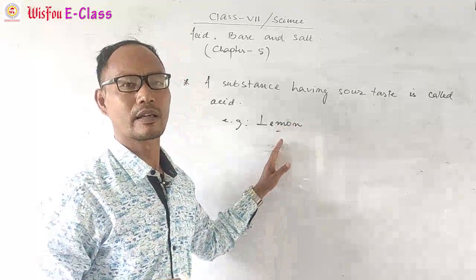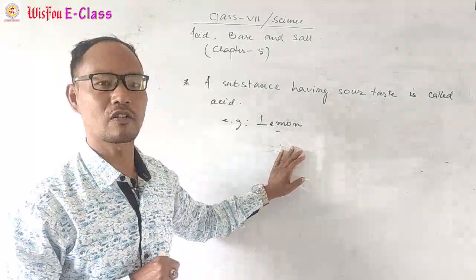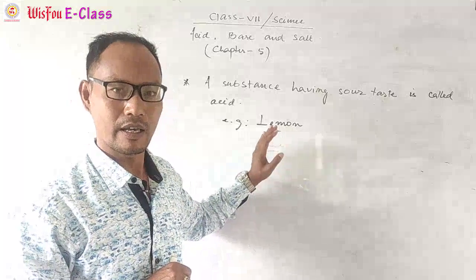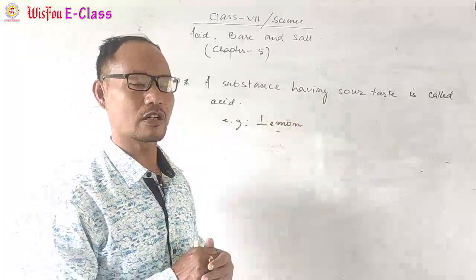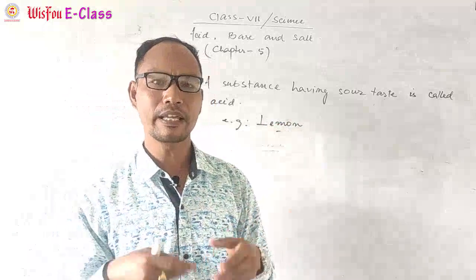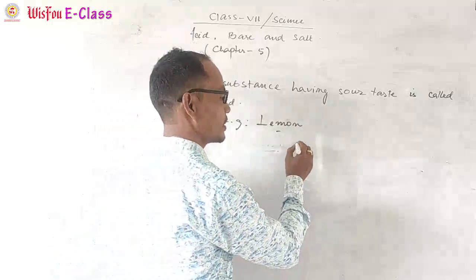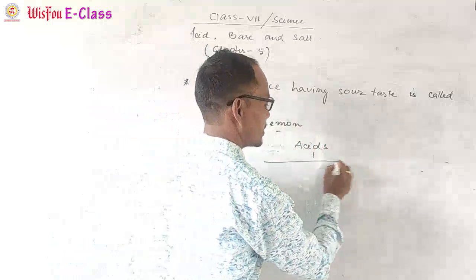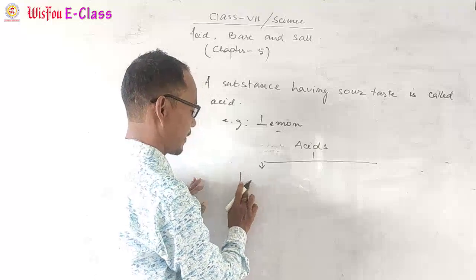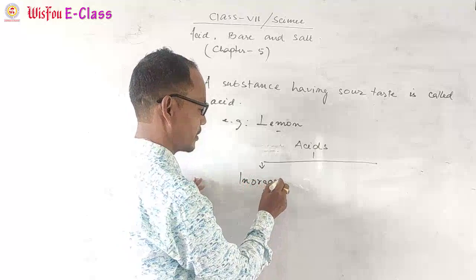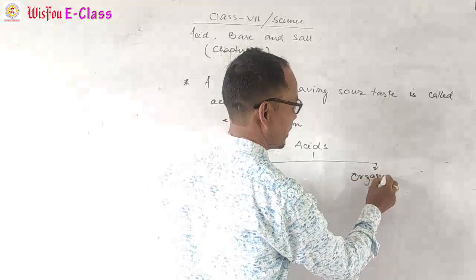Lemon is a fruit in which an acid is contained. That kind of acid is known as citric acid because it is found in the citrus fruit. There are lots of acids, but those many acids are classified into two only. Acids are classified into two. Number one is inorganic acid. And another one is organic acid.